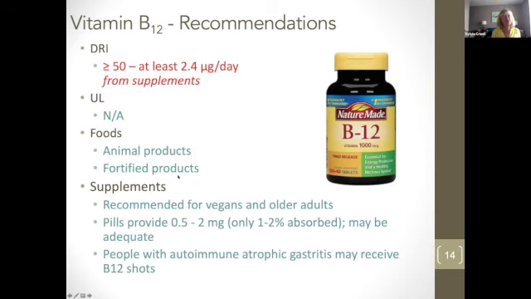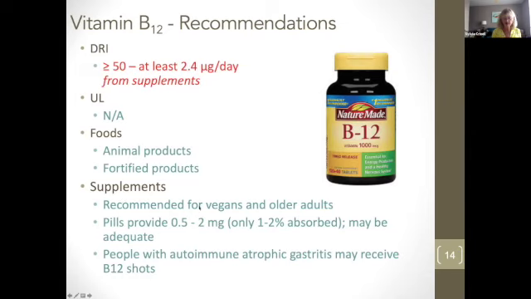So food sources, we've already talked about this. Animal products, yeah, they work as long as your stomach's good. Fortified products are going to have B12 that's separate. So total cereal or some of these cereals, that B12 is the same thing as a supplement, and that's easier to absorb. So if you don't want to take a pill, but you'll eat some fortified cereal, then that works too.